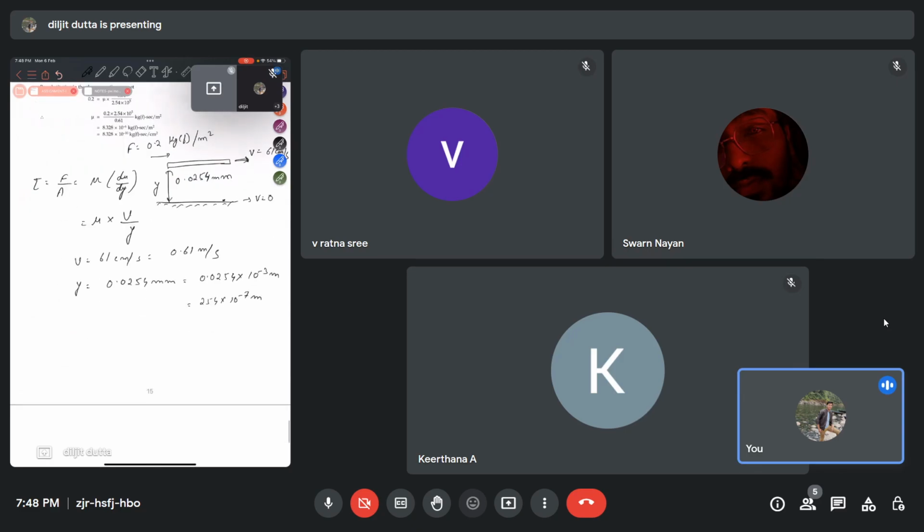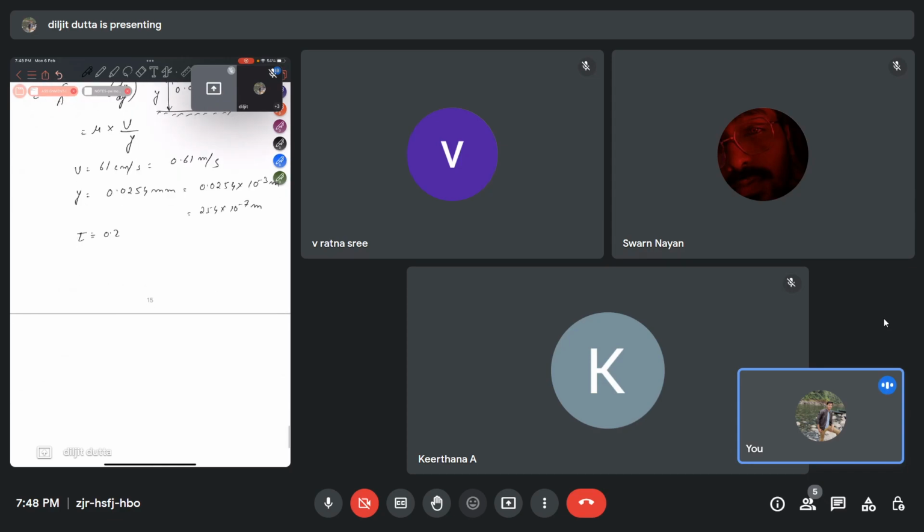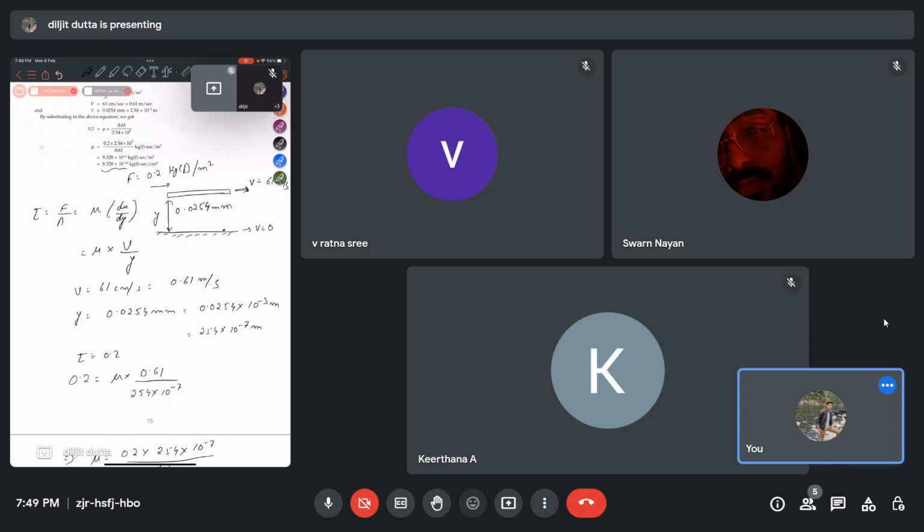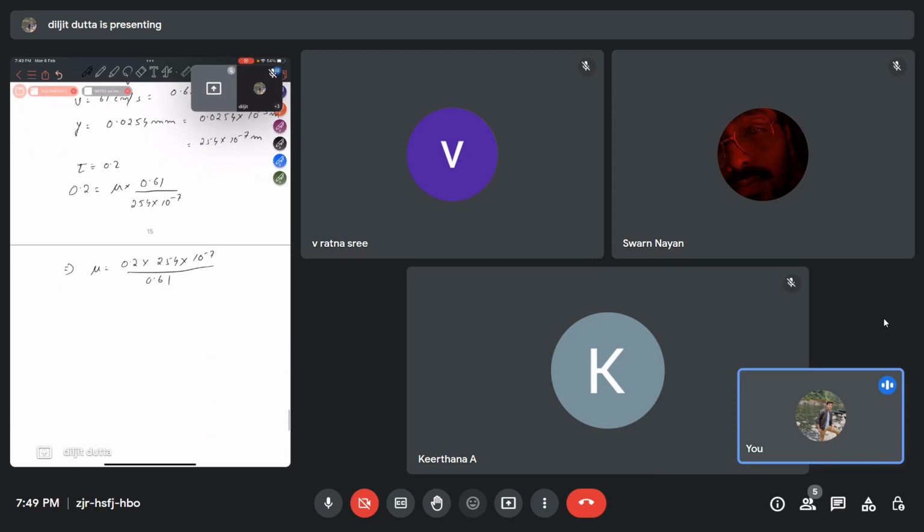Now tau is given as 0.2. So let's use the formula. 0.2 equals mu into 0.61 divided by 254 into 10 to the power minus 7. So this implies mu equals 0.2 into 254 into 600, and this will give the value of mu, I think this one, 8.3 into 10 to the power minus 10 kg second per meter square.